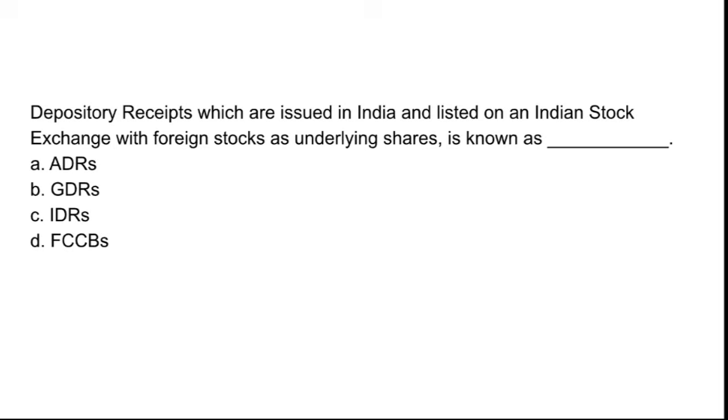Okay, let's go to the last question. Deposit receipts which are issued in India and listed on the Indian stock exchange with foreign stocks as underlying shares are known as. So if it is issued in India, it will be called IDRs. The options are given as ADRs, GDRs and FCCBs. If they say that it's issued in America, the answer would be ADR. So that's why it's important that you don't mug up the questions and answers but also understand the concepts.